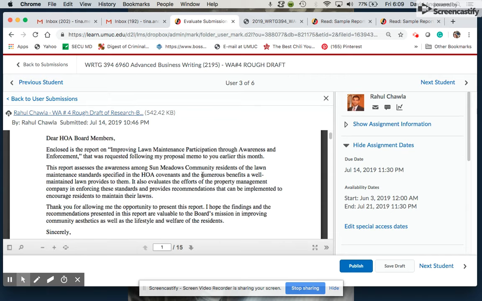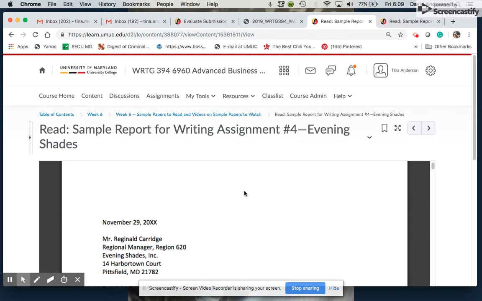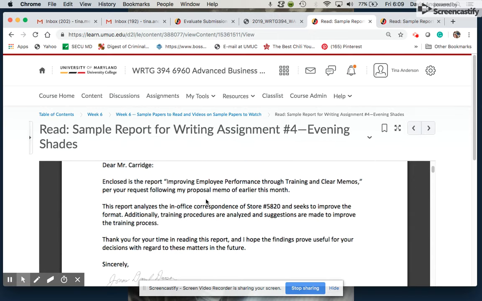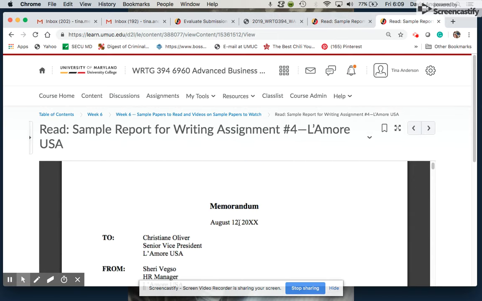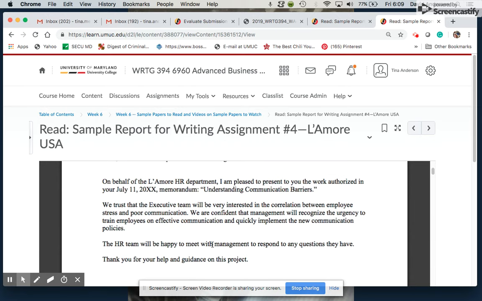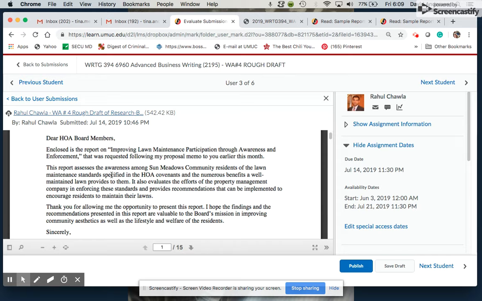So if I take a look at your letter to a decision maker, I want to show you this is the Evening Shades. Do you see just the size of this? And this is the Lemoore report. Look at the size. Very direct to the point. Let's take a look at yours. It's a little too detailed. I recommend changing this to avoiding the wordiness, I guess, is the most basic way to say that.